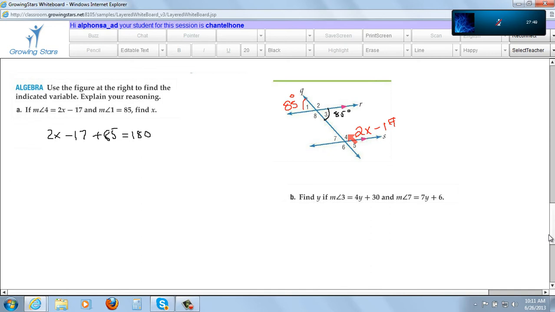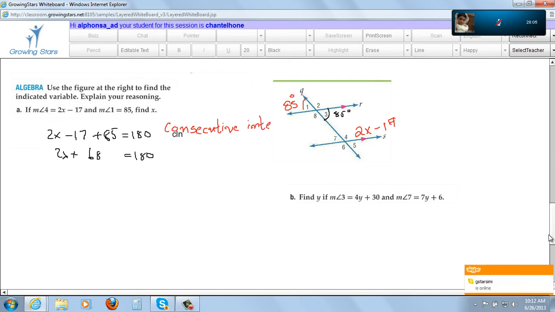So here, same side consecutive interior angle theorem, right? Consecutive interior. Okay, I will write. Just continue. Consecutive interior angle theorem.